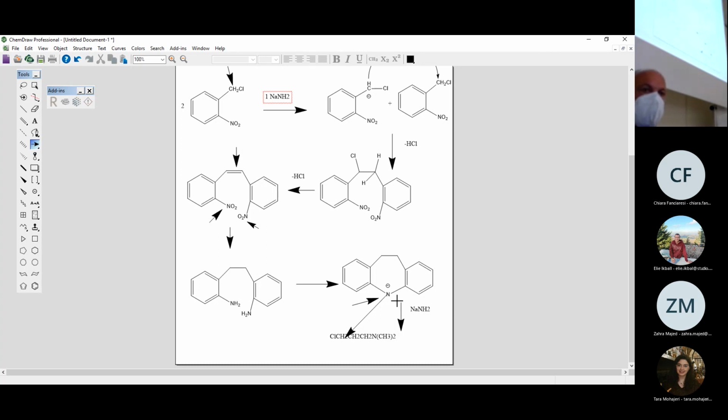Questions? Comments? Any comments? No? Okay. This is the synthesis of imipramine, where there is a nitrogen atom on the 7-member ring, in the central 7-member ring.